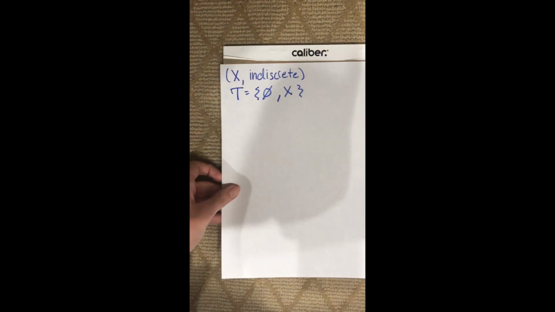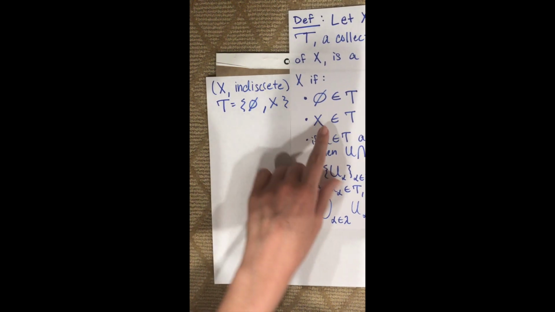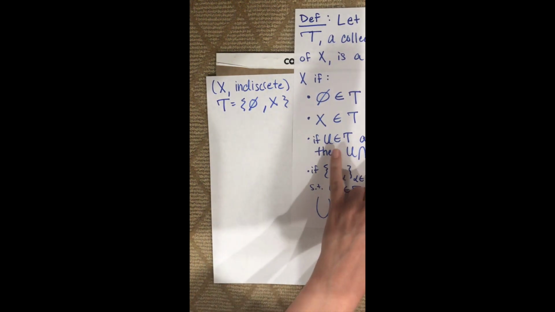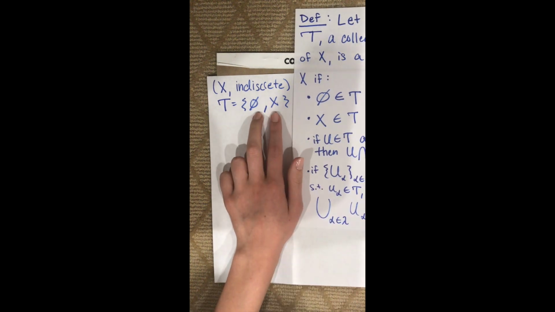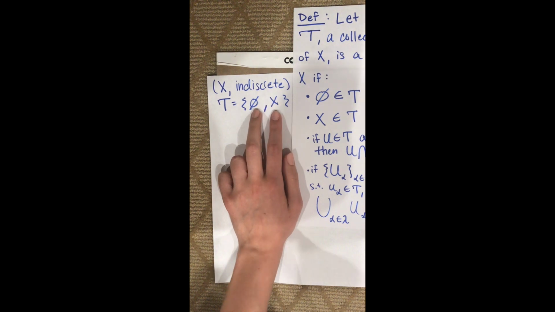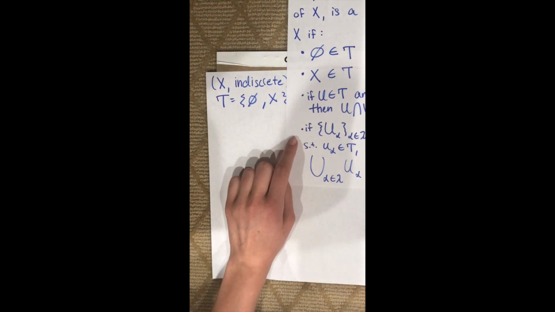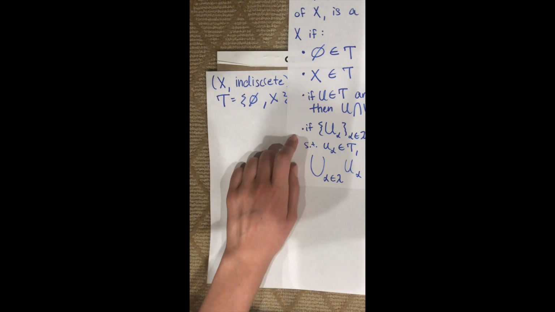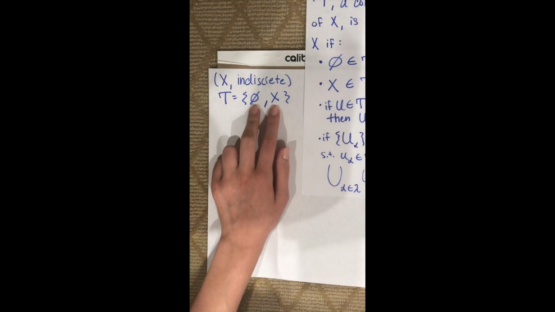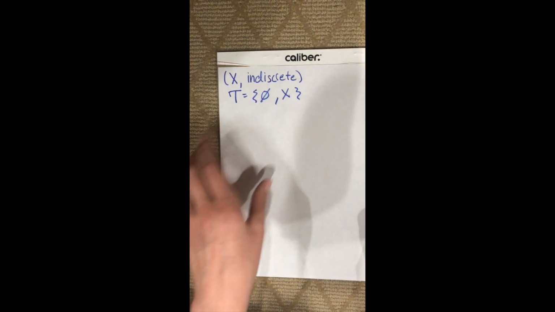So let's go through the conditions that we needed to meet. The empty set is in our topology. Woohoo! We have X in our topology. If we have two sets in our topology, we only have two to pick from, then their intersection is in the topology. The intersection of the empty set and the set X is the empty set, which is in our topology. And the last condition is if we have a collection of sets in the topology, then their union must be in the topology. The union of our only two sets is going to end up being X, which is in our topology. So the indiscrete topology works on all sets, so that's why I kept it very general.